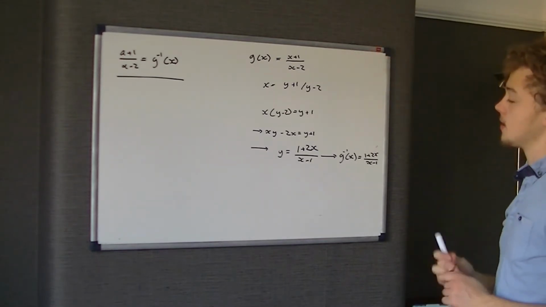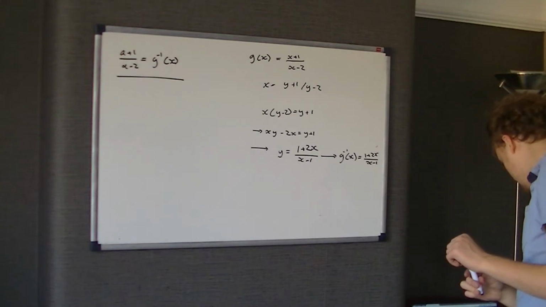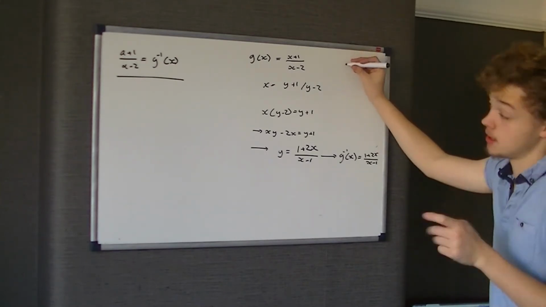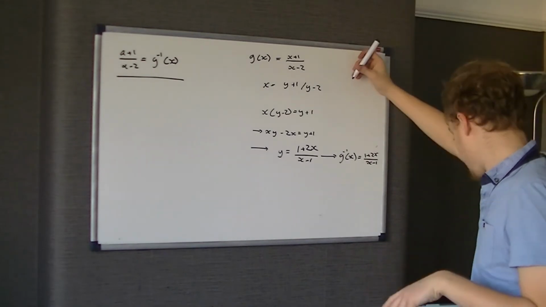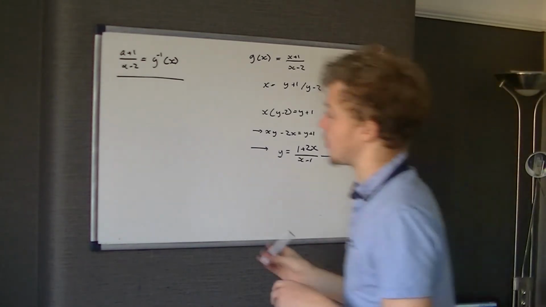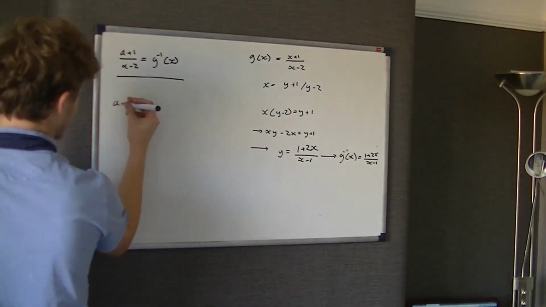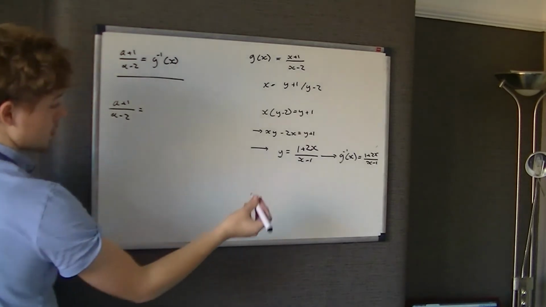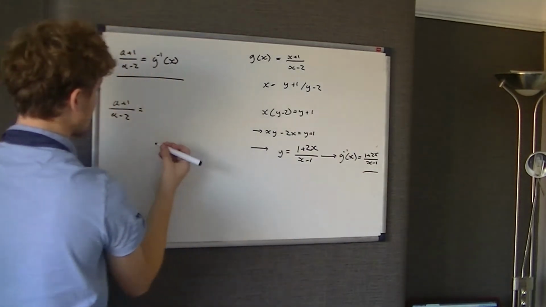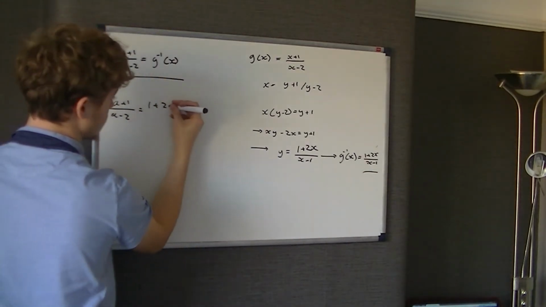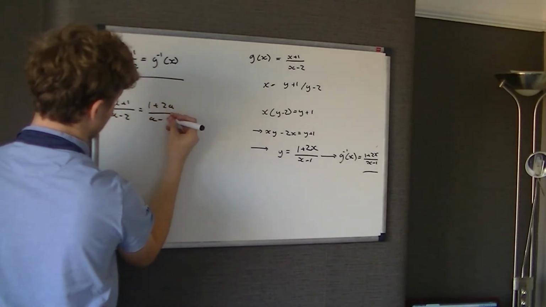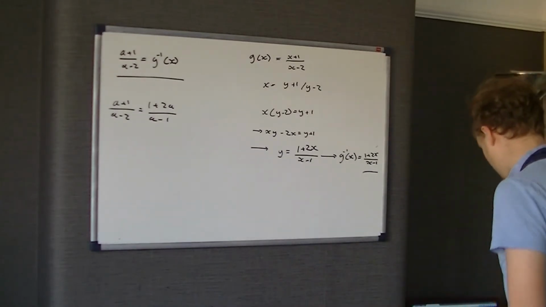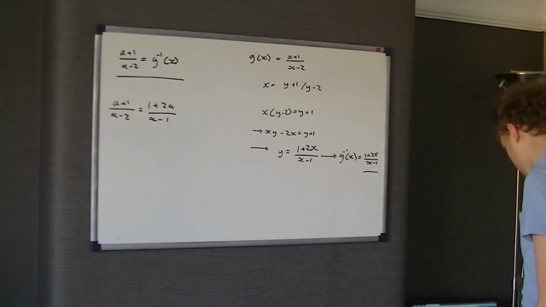Now, as we said, this x is equal to a, because this is equal to g of a. So it's essentially g minus 1 of a, because that's what the question says. So therefore, a plus 1 over a take 2 is equal to what we worked out over here, except as we know x is equal to a, so it's 1 plus 2a over a take 1. Okay, so that's the equation that we've got to try and simplify.